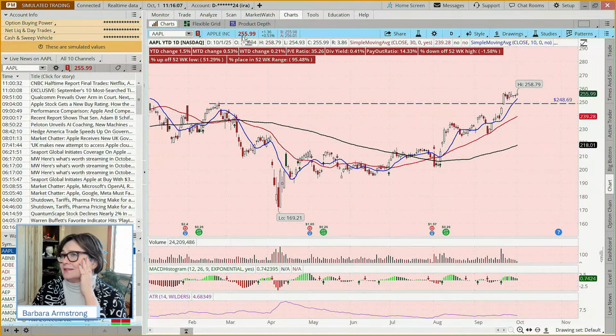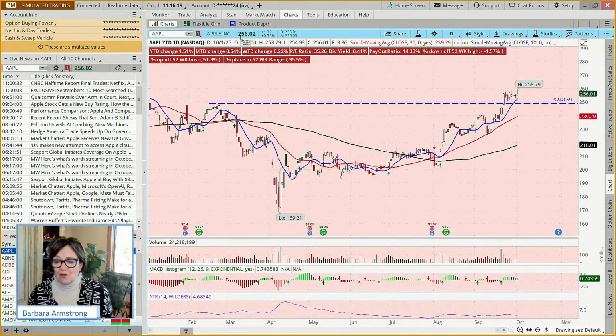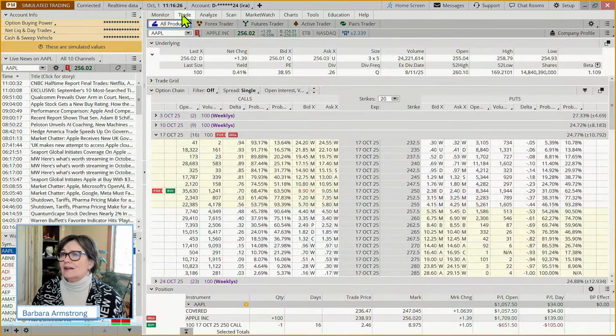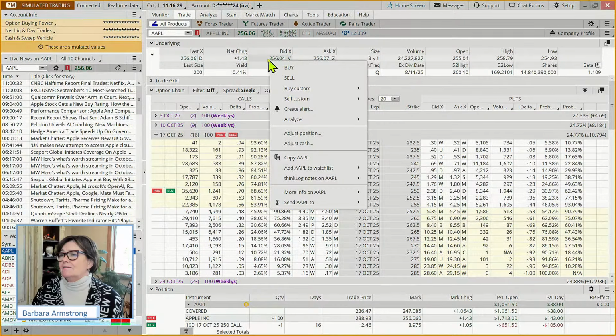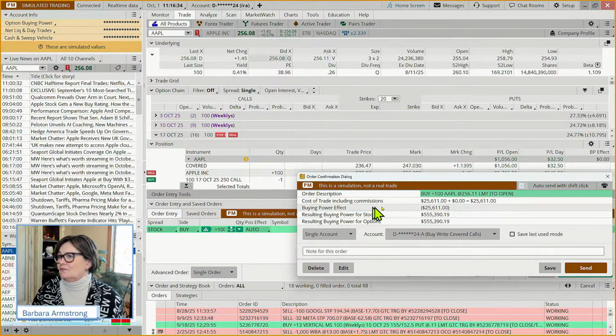Now, how much are we risking? Well, technically, we're risking $25,599, because the price could go to zero. Now, what are the odds of Apple going to zero? Not high. But that is technically what your risk is. So if we came here to the trade tab and said, okay, we'd like to buy 100 shares, and we come to confirm and send, it's saying this is our risk. We're going to have to take 25,000 out of our account, and that's how much we could lose.